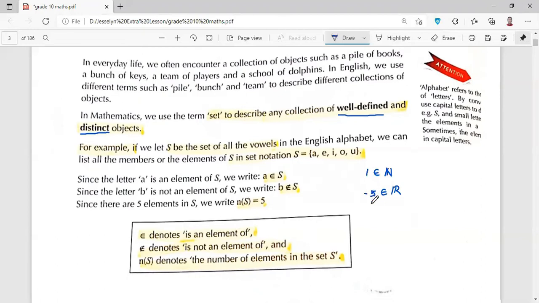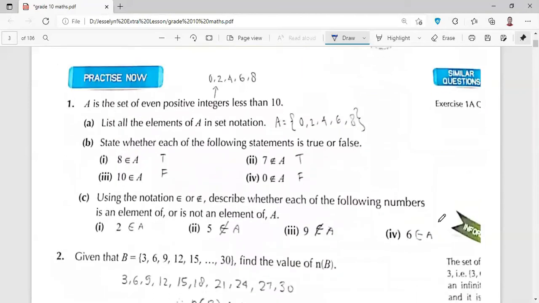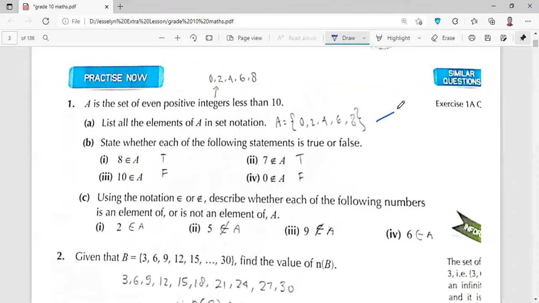No, sir. Okay, so for practice now, for number 1, A is the set of even positive integers less than 10. So what are those positive integers that are less than 10? 0, 2, 4, 6, 8. So those are the elements that belong to set A, correct, Jesselyn? Yes. On I, it says that 8 is an element of set A, which is true.